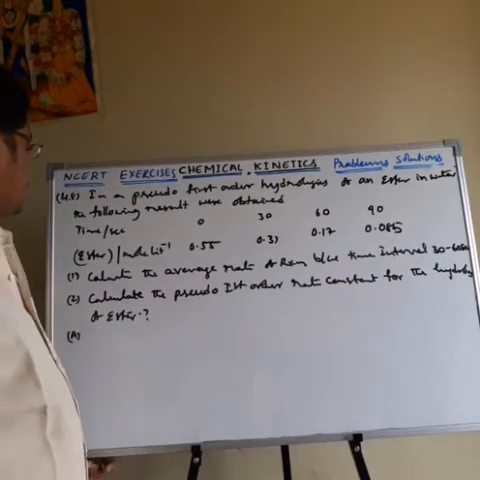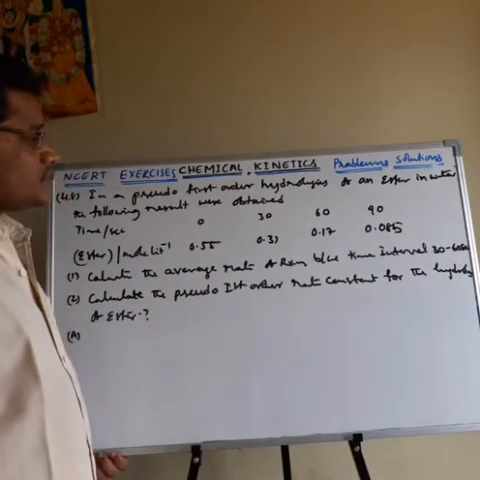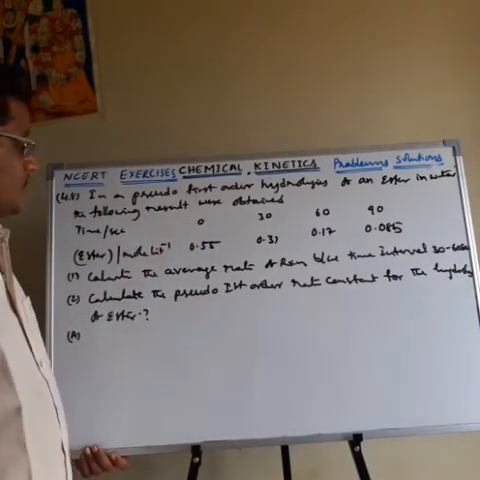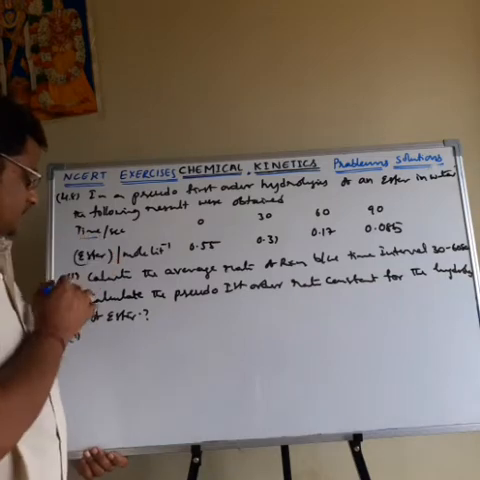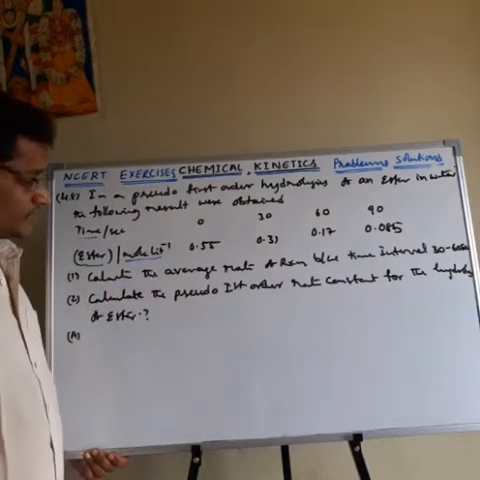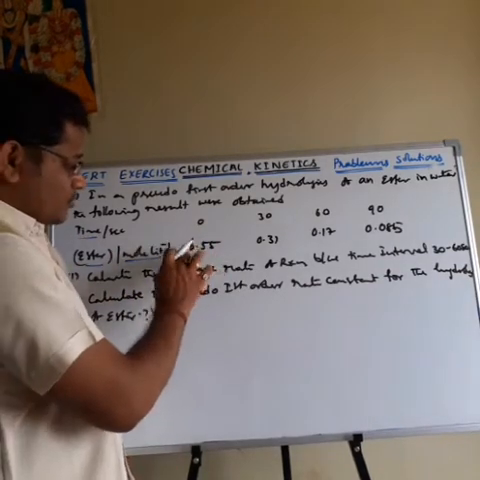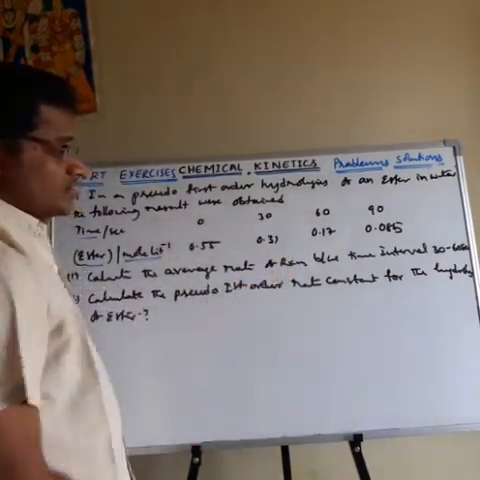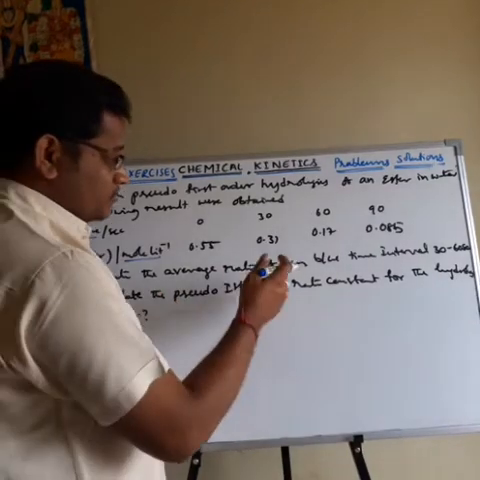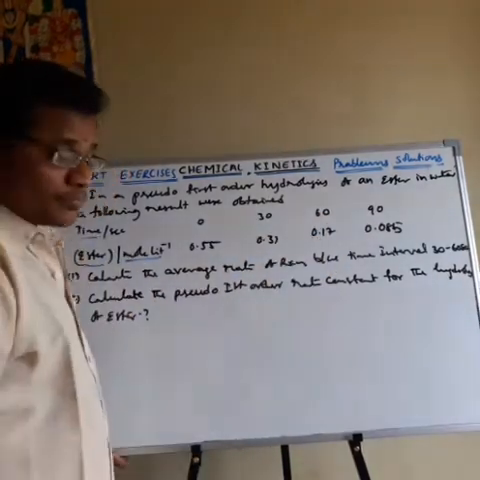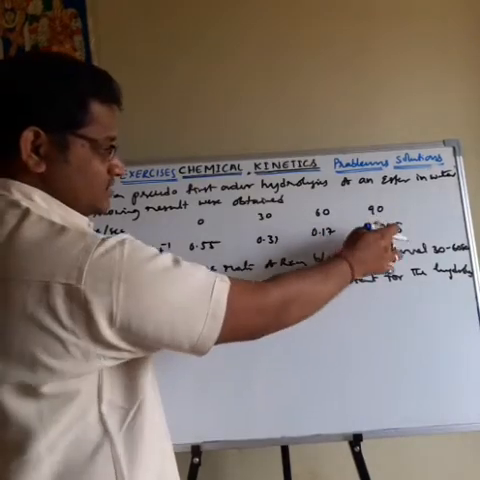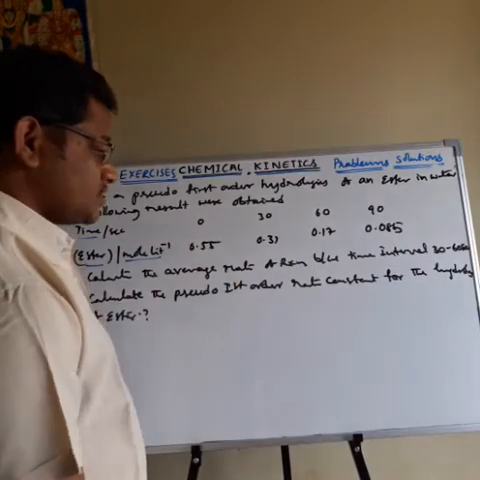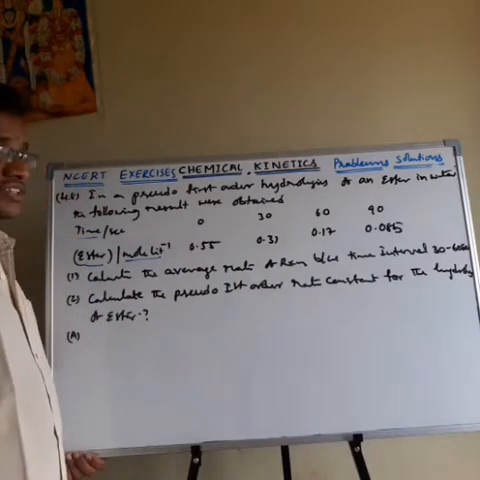Let us see question number 8. In a pseudo first order hydrolysis of ester in water, the following results are obtained. Time is given in seconds, concentration of ester in mol per litre. At 0 time, the concentration of ester is 0.55. After 30 seconds, it is reduced to 0.31. After 60 seconds, 0.17. After 90 seconds, 0.085. Calculate the average rate of reaction between the time interval 30 and 60.